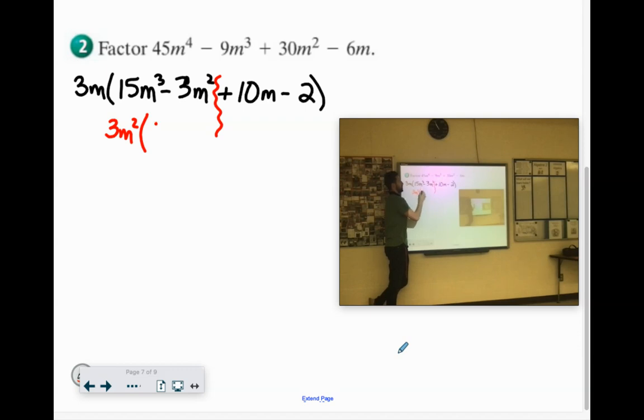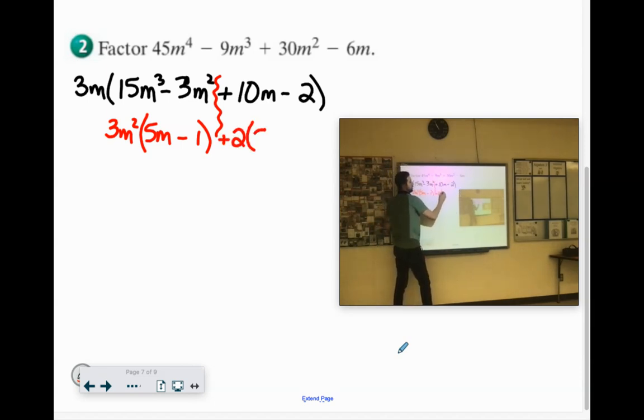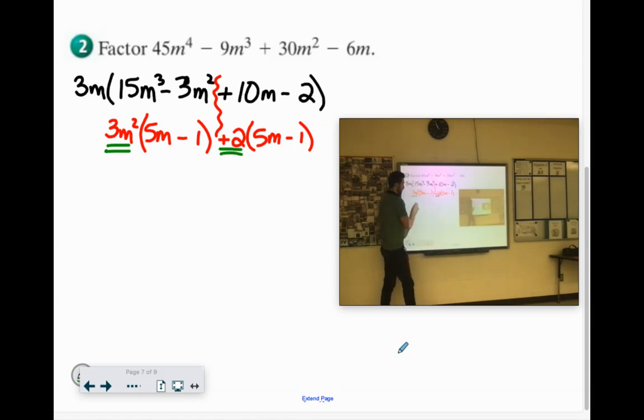3m squared times 5m is 15m to the third. 3m squared times 1 is 3m squared. 10m minus 2, the largest thing they have in common is 2. 2 times 5m, 2 times negative 1. So we have the 3m squared plus 2. We have the 5m minus 1.